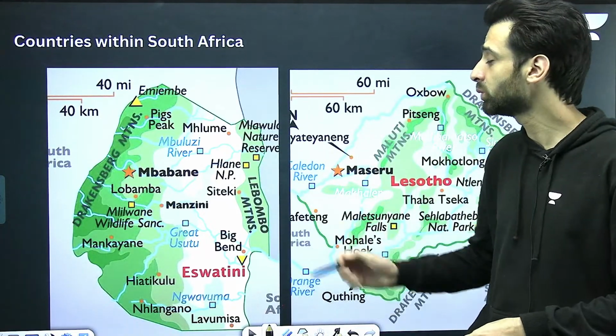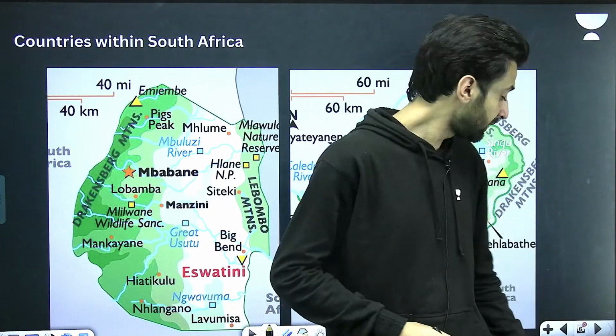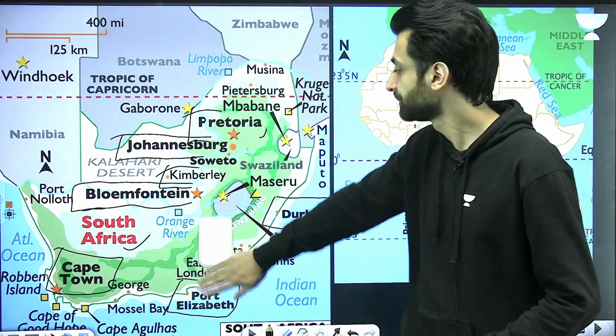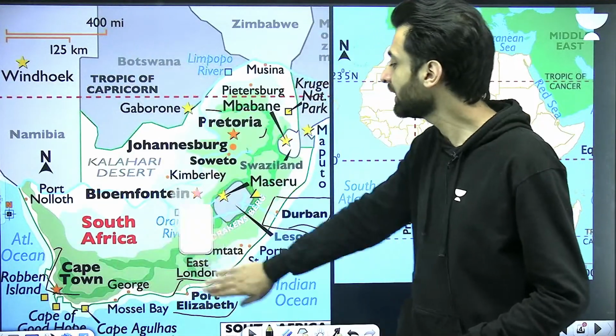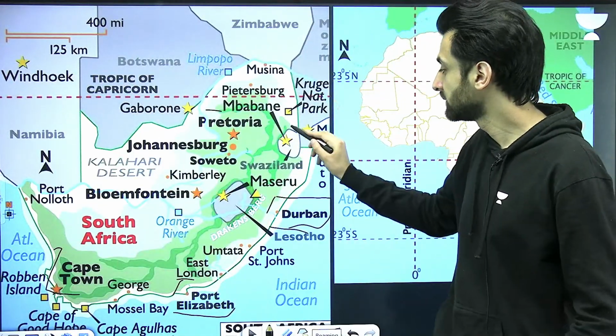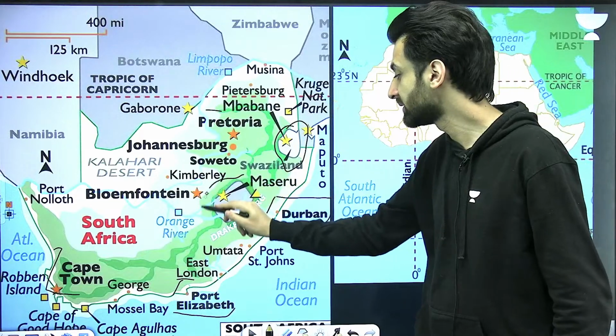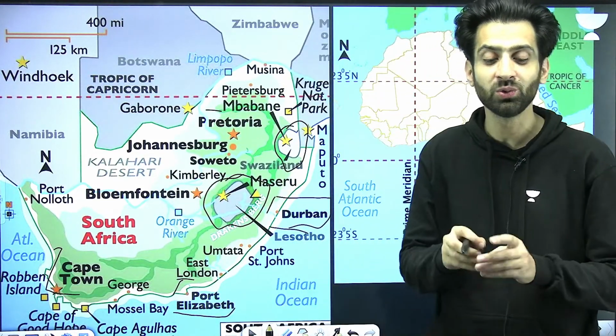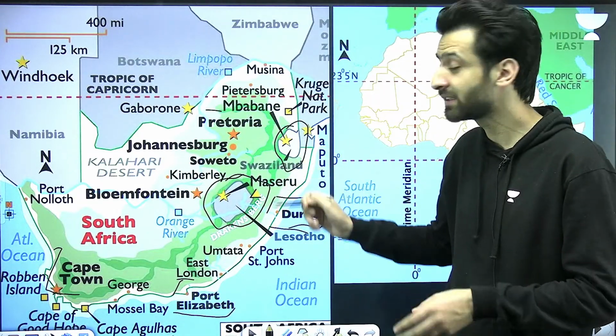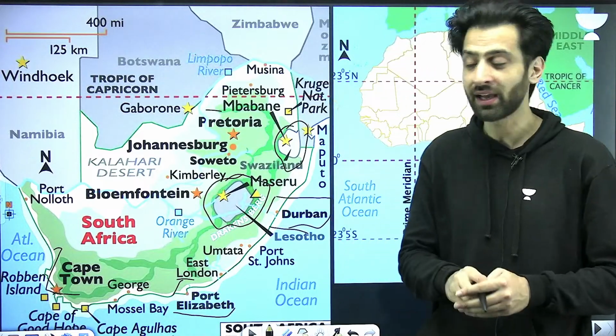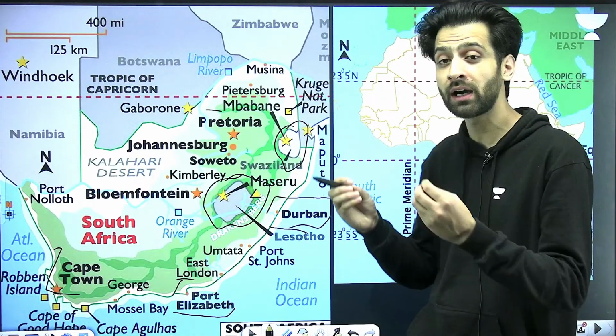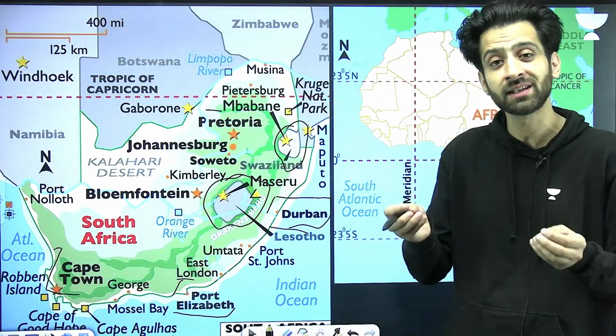So now let's move to another two important countries. For these two countries, just have a look at South Africa first. You will find a very interesting thing here. This and this. So there are countries within South Africa. There are two countries that lie within South Africa. There is a very good chance that the question might be, what are the two countries that lie within South Africa, or which country has countries within it?